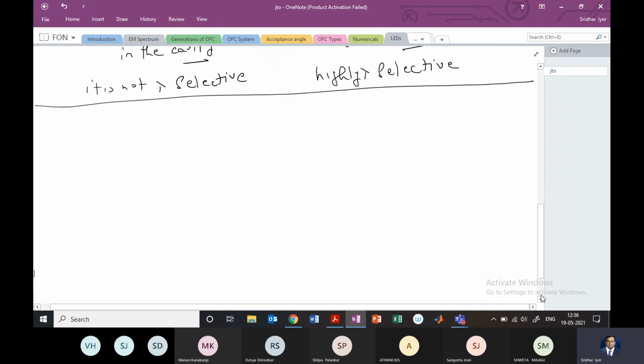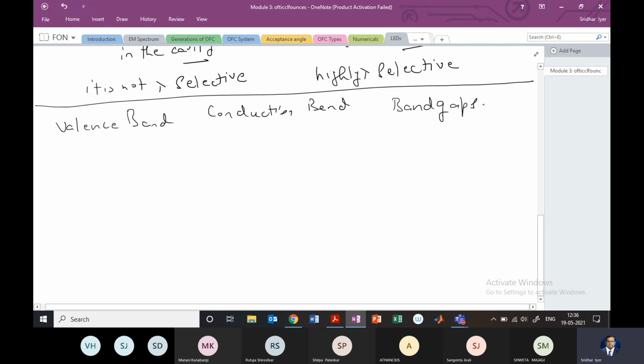So we need to understand the valence band, the conduction band, and we need to understand the band gaps. So these are the three aspects over which semiconductors work, right? It's quite simple to understand these processes, and let me draw them for better visualization, and then I'll explain how this works.